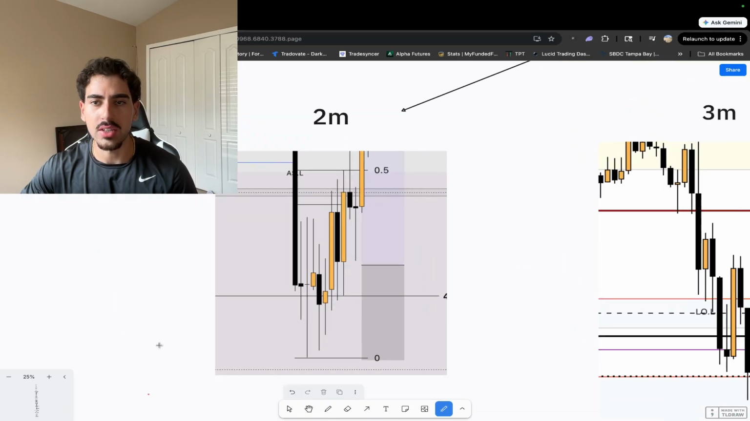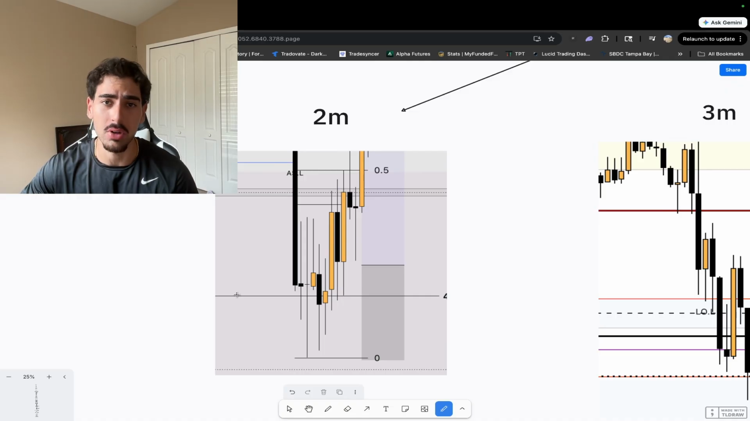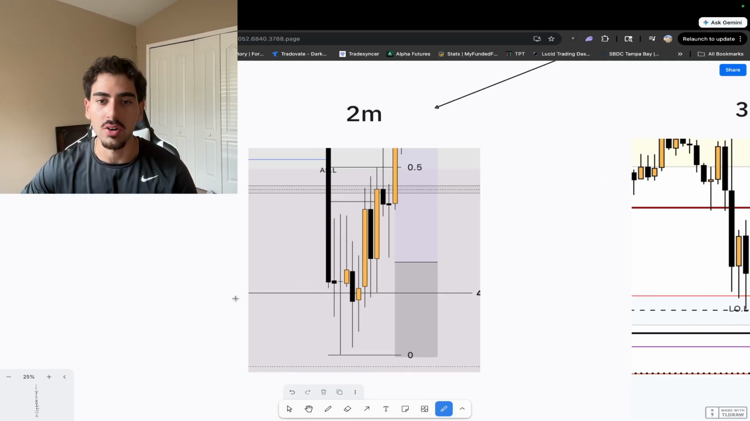First of all, we have a 2-minute example right here. As you can see, price pushes down into some form of key level. Of course, we're not going over key levels in this video. This is just an entry model video. But to use these entry models, you must have some sort of foundation in price action before you take anything off a market structure shift in this case.